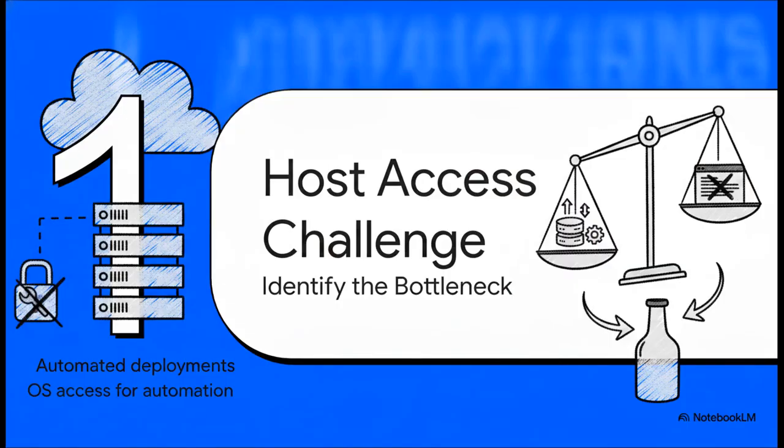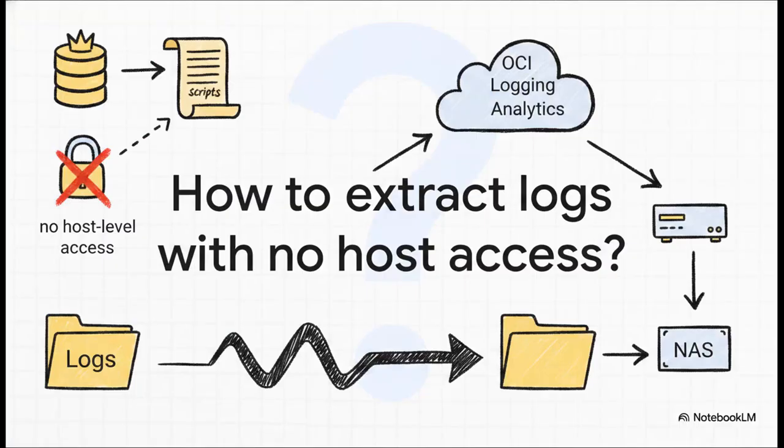Part 1, the host access challenge, or as I like to call it, identifying the bottleneck. We're starting with a very real pain point you've absolutely felt if you work with fully automated cloud deployments. So, here's the scenario. You've got these homebrew SQL or PLSQL monitoring scripts, right? Your team has relied on them for literally years. You need to run them, collect the logs, and maybe feed them into OCI logging analytics for correlation. But your managed service flat out denies you host-level access. You can't just SSH in and grab what you need. So, how on earth do you get your data out?